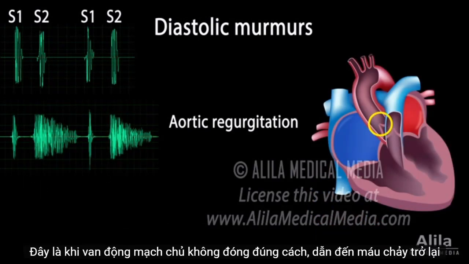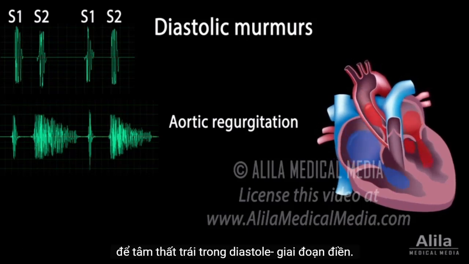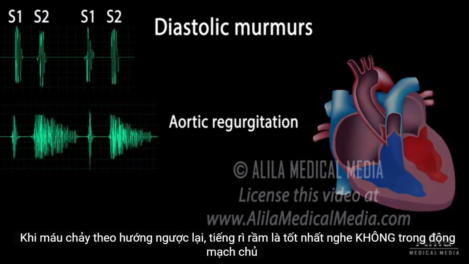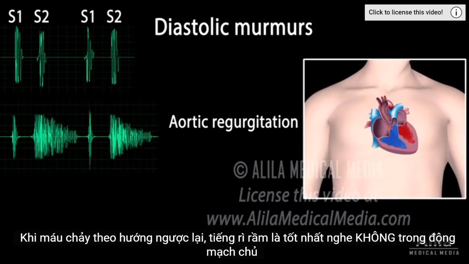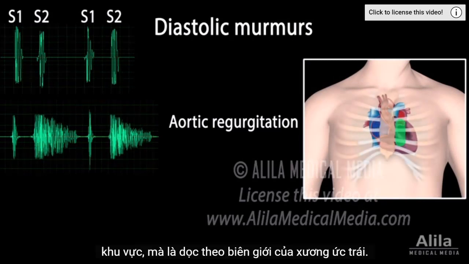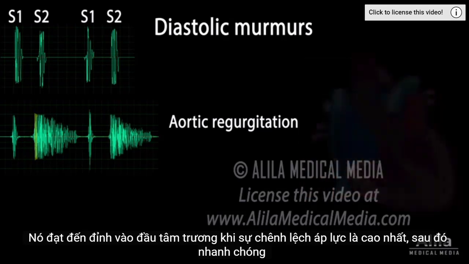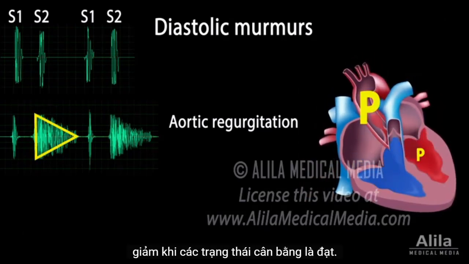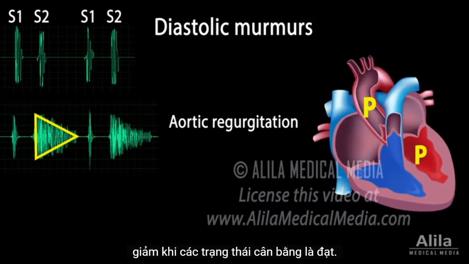This is when the aortic valve does not close properly, resulting in blood flowing back to the left ventricle during diastole, the filling phase. As the blood flows in the reverse direction, the murmur is best heard not in the aortic area but rather along the left sternal border. It peaks at the beginning of diastole when the pressure difference is highest, then rapidly decreases as the equilibrium is reached.